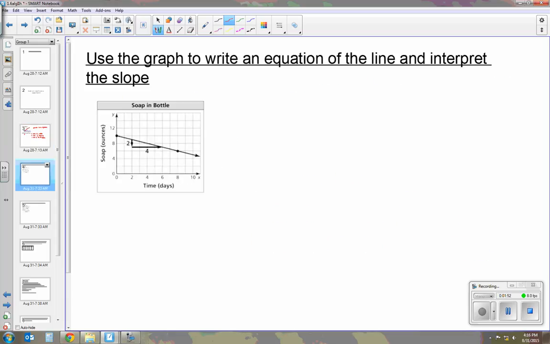So now first off, we need to remember how to write equations of lines before we can get into the line of best fit, okay? So first off, it says use the graph to write an equation of the line and interpret the slope. Well, what we need to write an equation is the slope and the y-intercept if we use slope-intercept form. So we need to find the slope and we need to find the y-intercept. Well, if we look at this graph, it's very easy to find the y-intercept. That's at 10 right there.